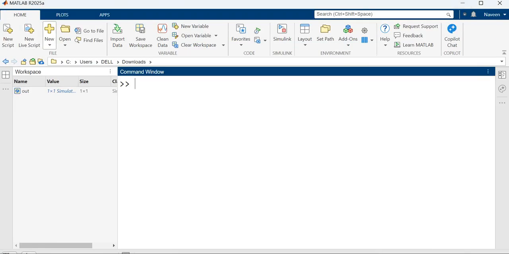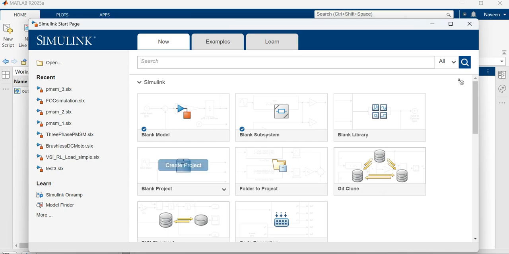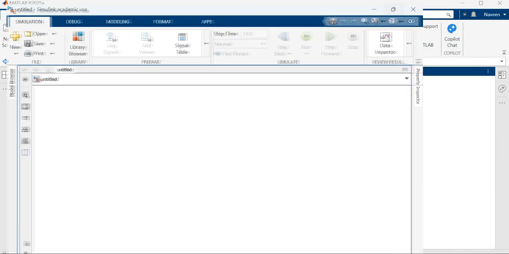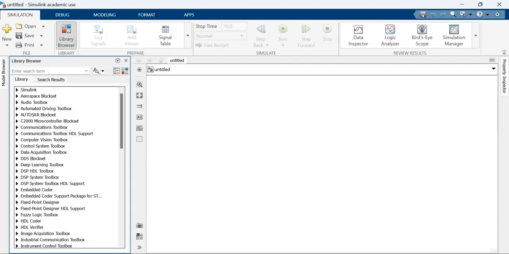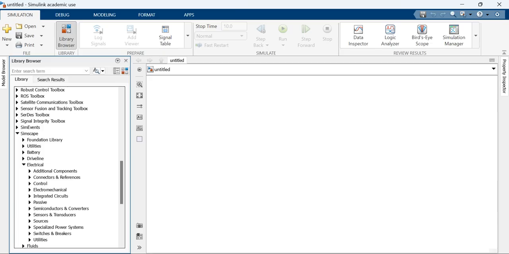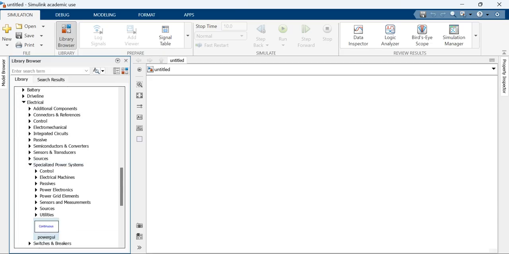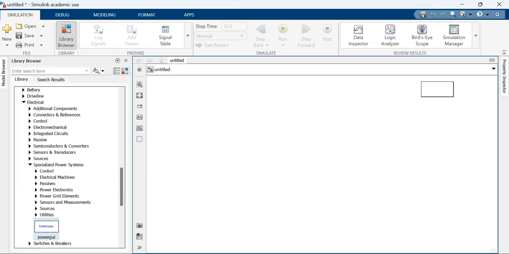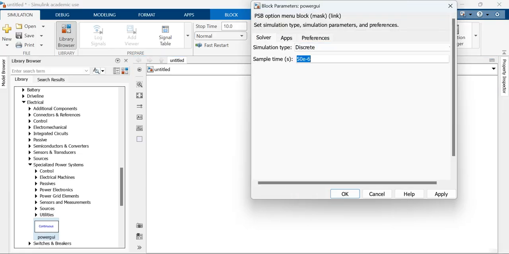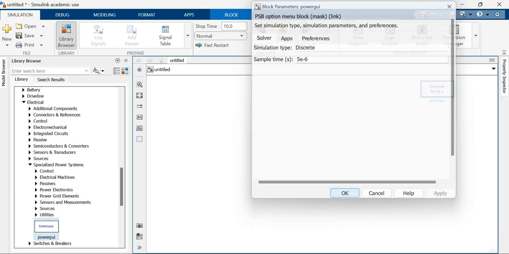Let me create a new Simulink model, and let me go to the library browser. In the library browser, I go to Simscape, Electrical, Specialized Power Systems. Under Specialized Power Systems, let me take this Power GUI because this is essential for simulation. Double click on this. Let me change that to discrete mode, and the sample time let it be 5 e power minus 6. Click apply and give OK.